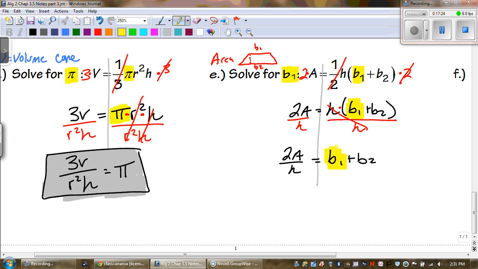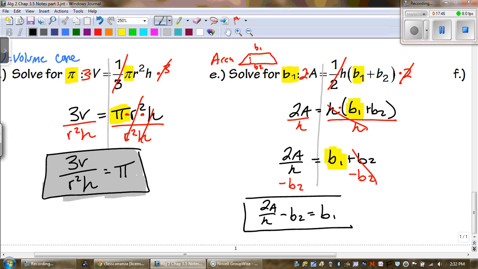Woo! Are we done yet? No. The last thing that we have to do is subtract. And remember, if they aren't the same, guys, which 99% of the time they're not, you just move it and you keep track of it. Don't lose it. Watch your signs, and then you're done. We got the b1 all by itself.